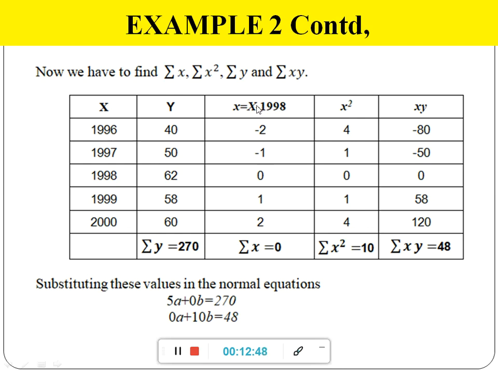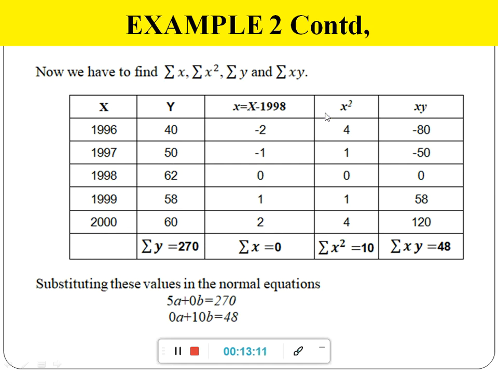1996. If you put here 1996 minus 1998, it is minus 2. Second value is 1997. If you put here, minus 1. Third value is 1998. If you put here, it becomes 0. Fourth value is 1999. If you put here, 1. Last value is 2000. If you put here, 2000 minus 1998 is 2.